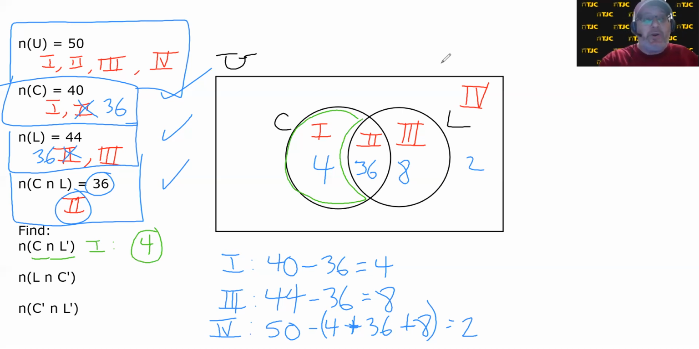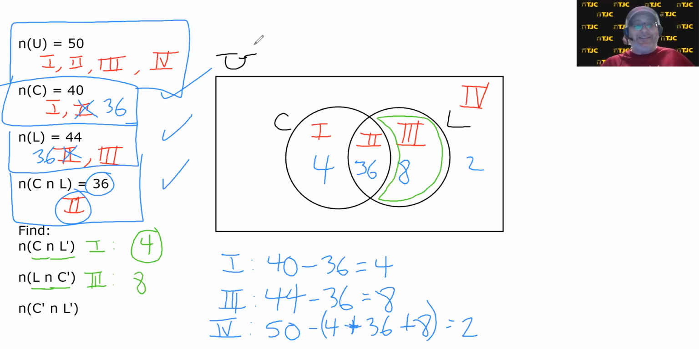And the same thing for the next one. What's the cardinality of L intersect C complement? Well, L means inside circle L, intersection means and, C complement means outside of circle C. So, which region is inside of circle L but outside of circle C? Inside of circle L but outside of circle C. That would be region 3. The cardinality of region 3 is 8. There are 8 states that have lotteries but not casinos.